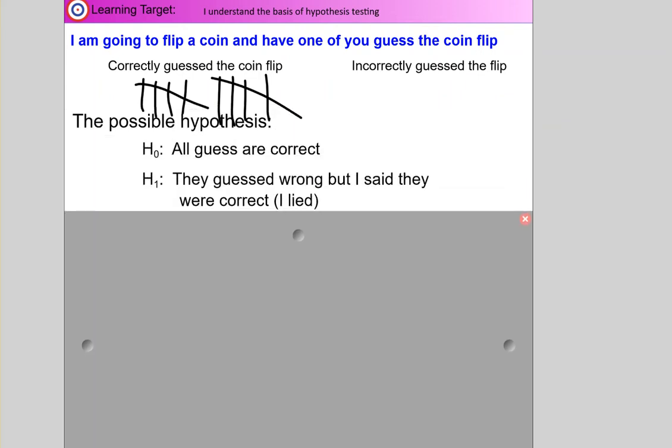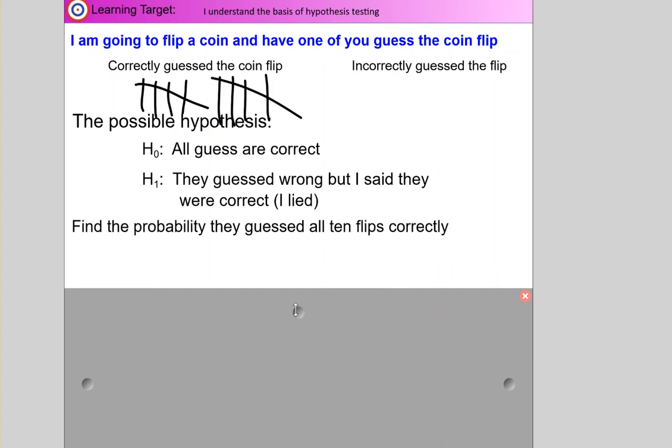Either your null hypothesis is that you actually guessed all 10 of those correctly. The alternative hypothesis is that you guessed wrong, but I said that they were right. So you weren't correct. However, I said you were. So I lied.